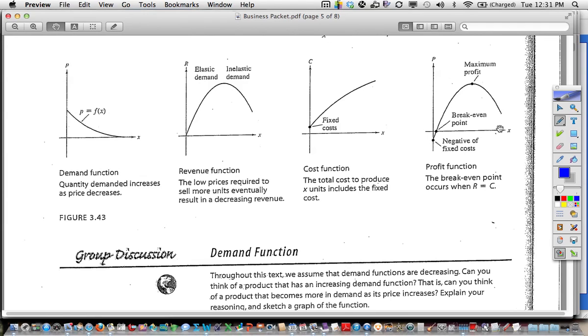Now, the break-even point would be when your revenue equals your cost, right? If profit is revenue minus cost, well, when revenue equals cost, you do revenue minus cost, that would be zero. Your profit will be zero, but at least you won't be in the hole. That's called the break-even point. After that, your profit is increasing because now your revenue is hopefully greater than your cost.